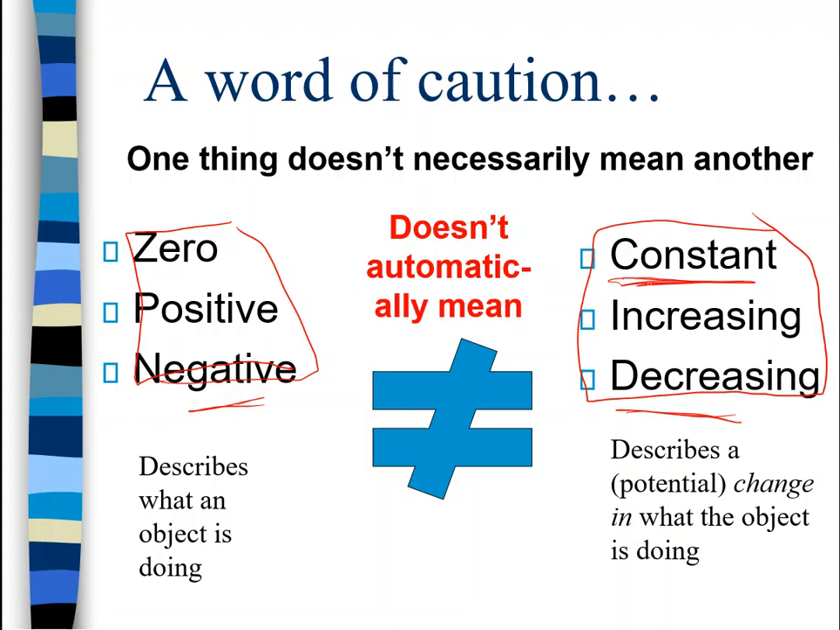You can have an object moving with a constant velocity. That velocity could be 0. That velocity could be positive. That velocity could be negative. The point is the velocity is constant, and the velocity is one of these values here. You could also instead have a velocity that is increasing. An increasing velocity could be positive, could be negative. It could be 0 for a moment. Okay, likewise for decreasing. A decreasing velocity could be negative, could be positive, and just for a moment could be 0.